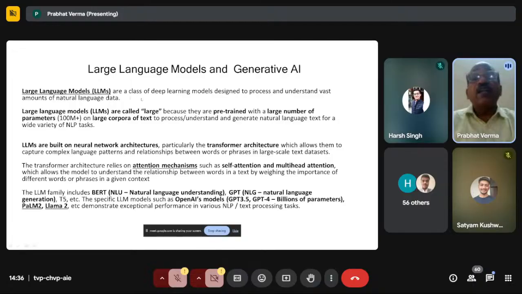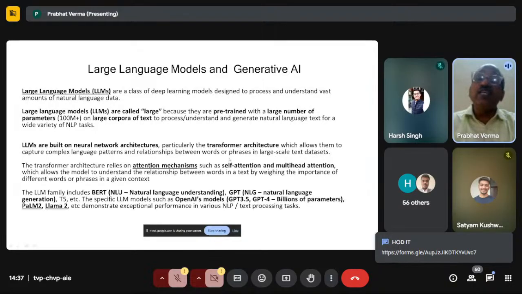LLMs are a class of deep learning models designed to process and understand vast amounts of natural language data. LLMs are called large because they are pre-trained with a large number of parameters, that is 100 million plus, on large corpora of text, to process, understand and generate natural language text for a wide variety of NLP tasks. LLMs are built on neural network architectures, particularly the transformer architecture, which allows them to capture complex language patterns and relationships between words or phrases in large-scale text datasets.